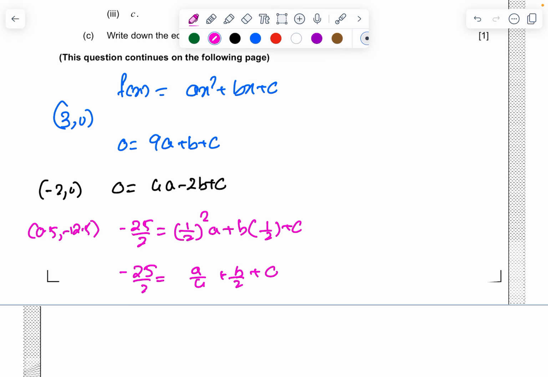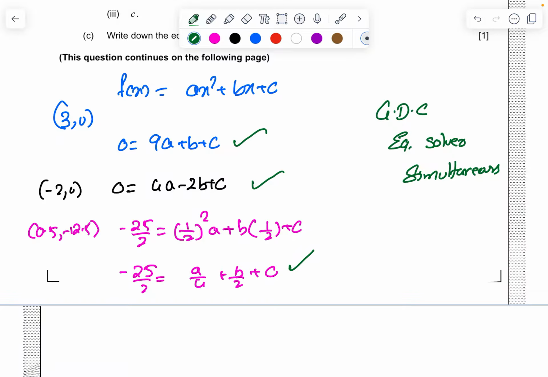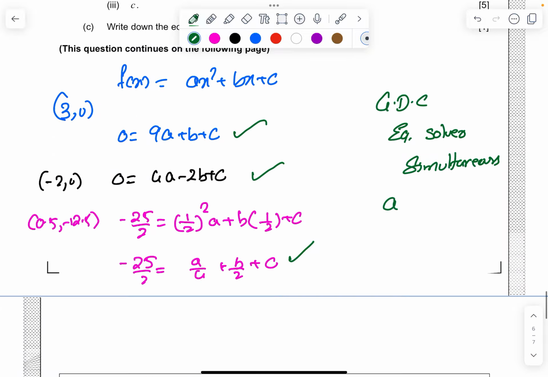So we got 3 equations. You can use the GDC to solve these 3 equations. Use the GDC equation solver for simultaneous equations. You should be getting the values of a, b, c. a equals 2, b equals minus 2, and c equals minus 12.